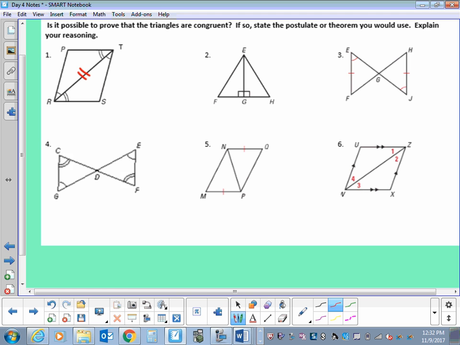Side angle side? No. Do you see two angle, side, angle? That works. We have an angle, a side, and an angle. So this is angle, side, angle. For this worksheet, we're only doing the two that we just learned: angle, angle, side, and angle, side, angle.